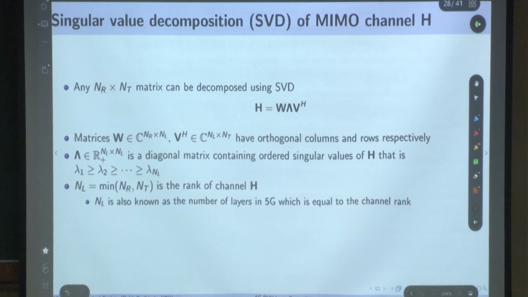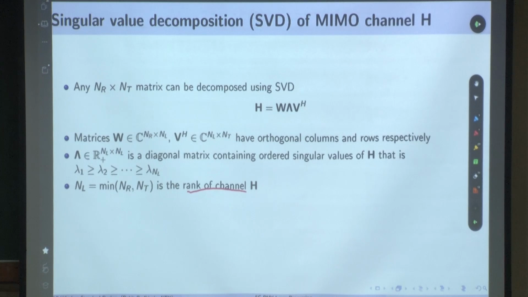Now you go back and look at the earlier example we took. What were the numbers over there? H was a 2 cross 2 matrix, correct? So what will be the size of W? It will be 2 cross NL, let us say. So let us compute. What is NR? NR is 2 and NT is 2, right?